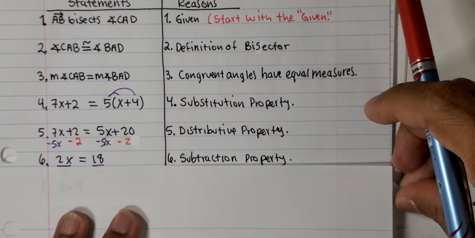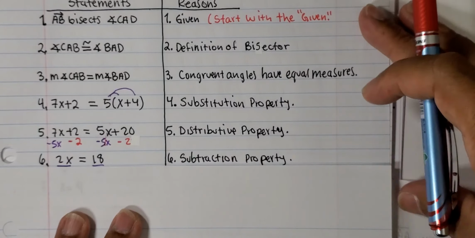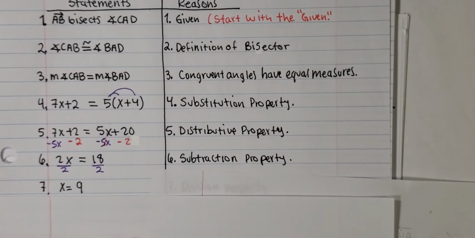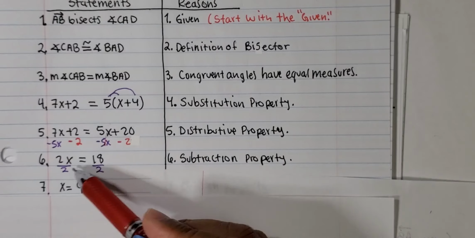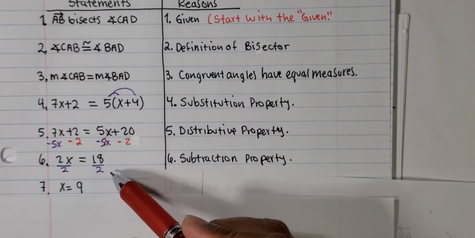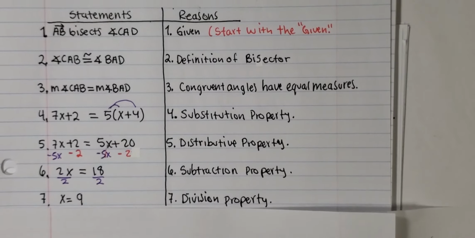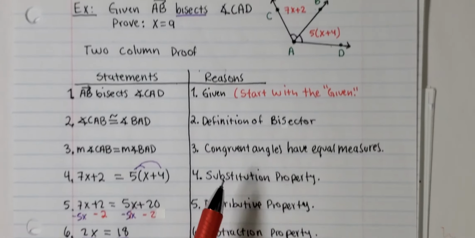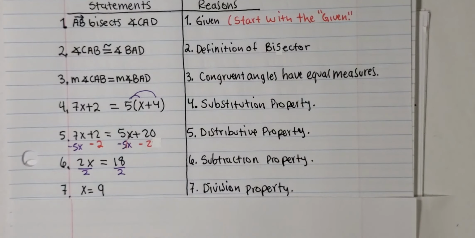Okay, let's go on to the last step here. The last step is I'm going to tell you that x is equal to 9. Why can I say that? Well, what did I do here? I divided, right? So which property did I use? I used the division property. In the end, they asked me to prove that x is equal to 9, and I just proved that x is equal to 9.